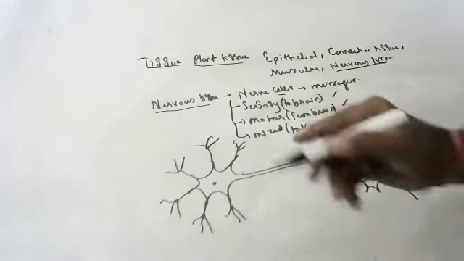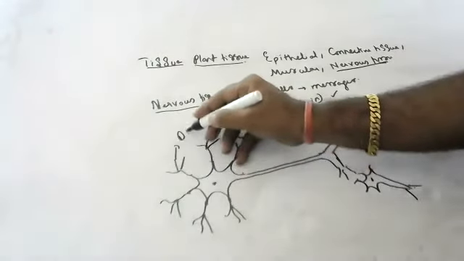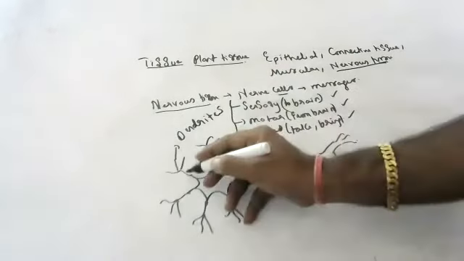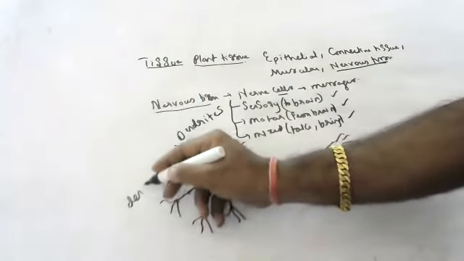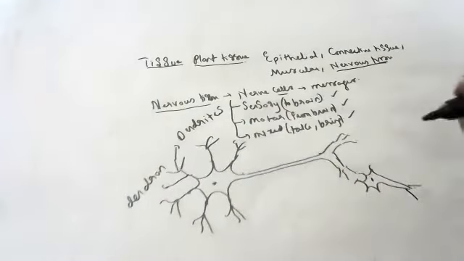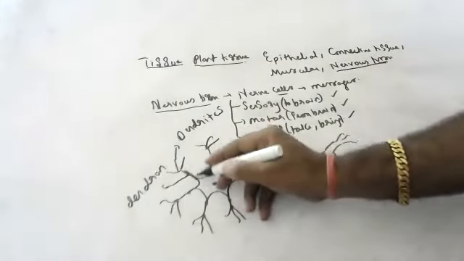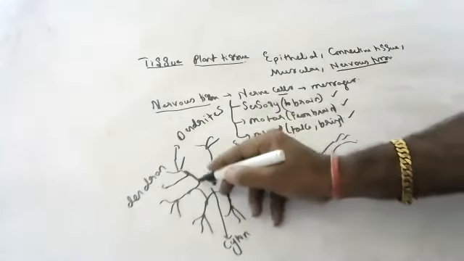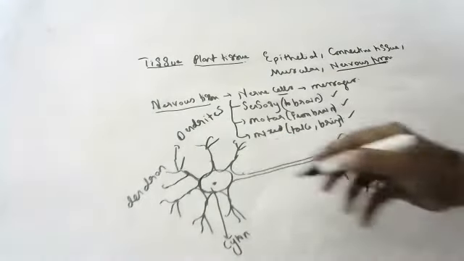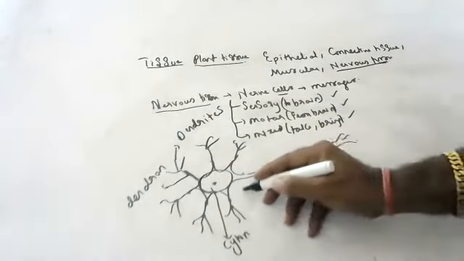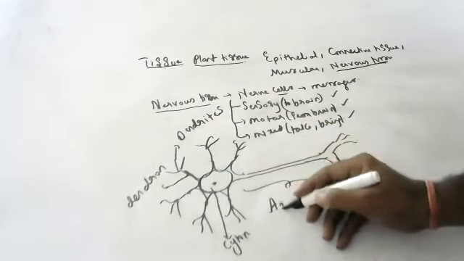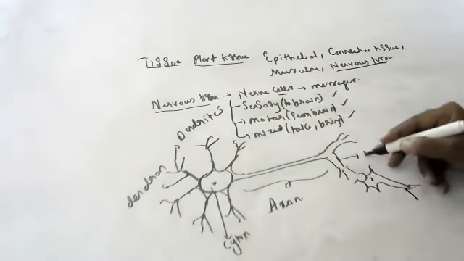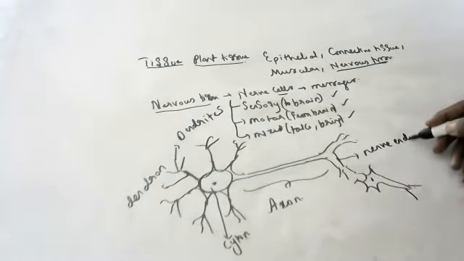What are the parts of a nerve cell? Please see here, children. These are called dendrites. Dendrites combine to form dendron. All dendrons come to the cyton. Cyton means cell body, children. This whole thing is called cyton. From the cyton it goes to the axon. And then it ends in nerve endings.